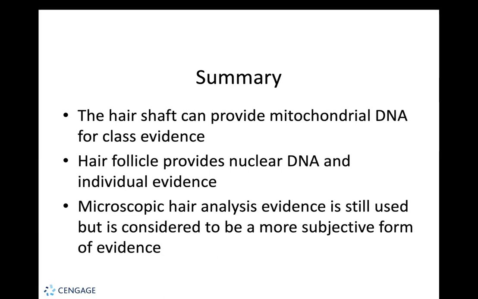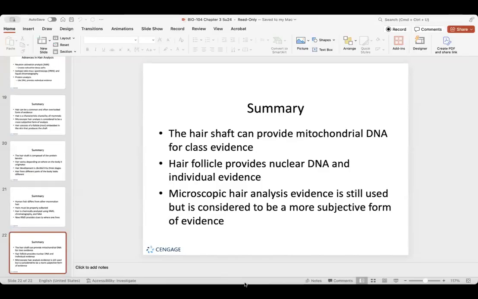The hair shaft can provide mitochondrial DNA for class evidence. The hair follicle provides nuclear DNA for individual evidence. And microscopic hair analysis evidence is still used, but it is considered to be a more subjective form of evidence versus that of DNA analysis. Okay, and that is it for this chapter.